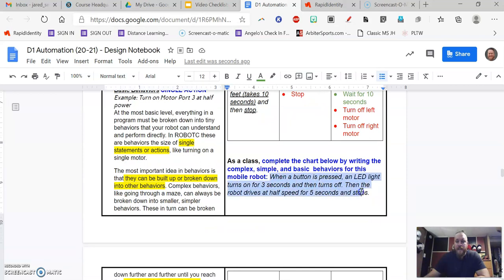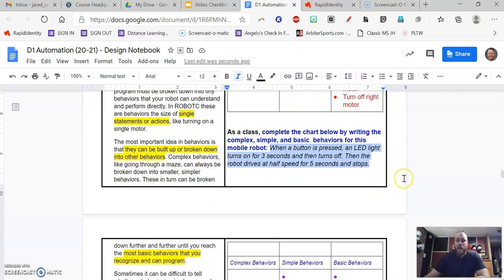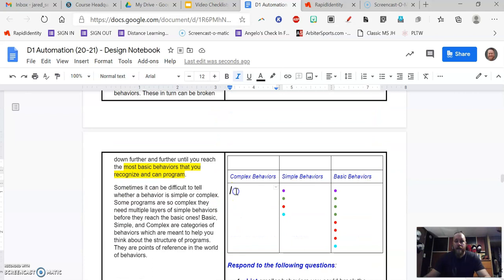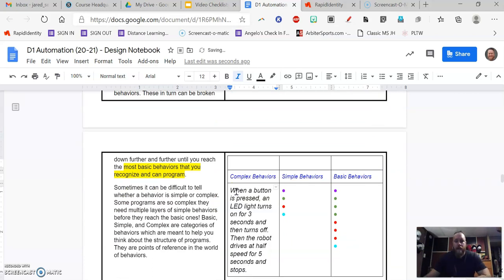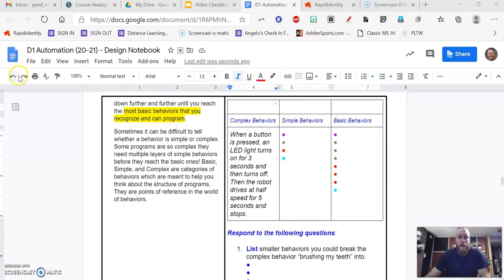Here is the complex behavior. When a button is pressed, an LED light turns on for 3 seconds and then turns off. Then the robot drives at half speed for 5 seconds and stops. So let's take this. We're going to copy that. Control C. We can go down here to our complex behavior and paste that in there, because that's the overall task that we want our robot to do. I am going to label each of our behaviors.